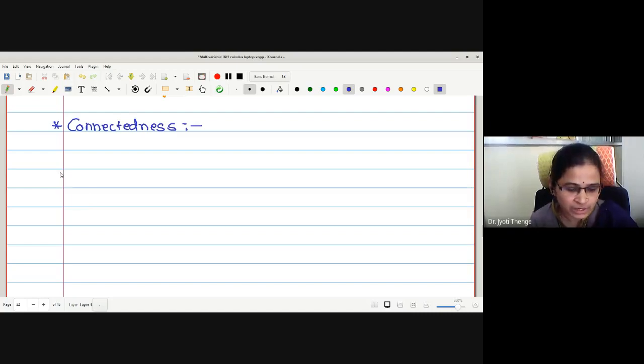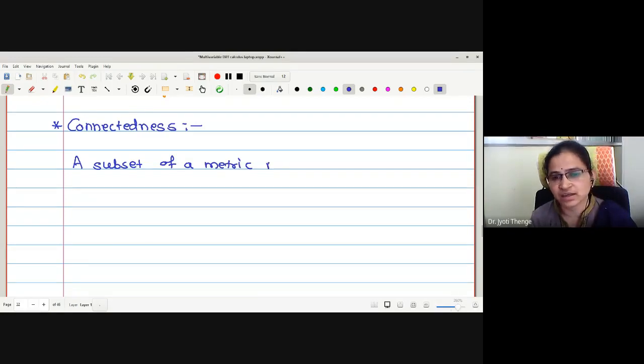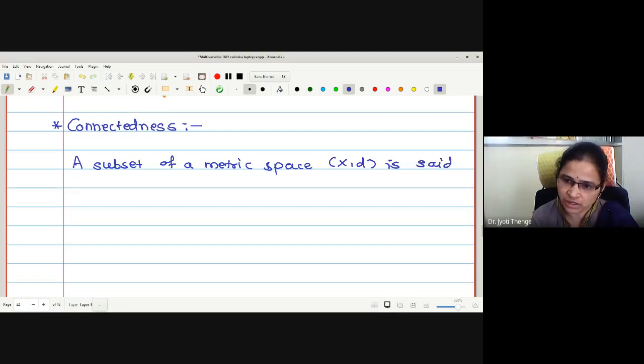Correct now? Let us write one example. Shall I write the definition? A subset of a metric space. Definitions are actually easy. We were making them more difficult to understand. Connected means what? We cannot separate it. We cannot make its two parts. Then it is connected.